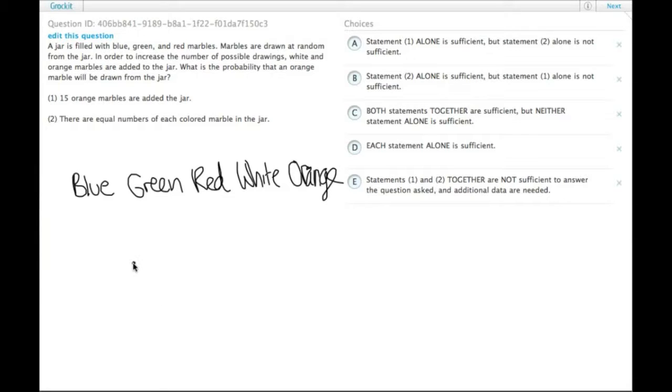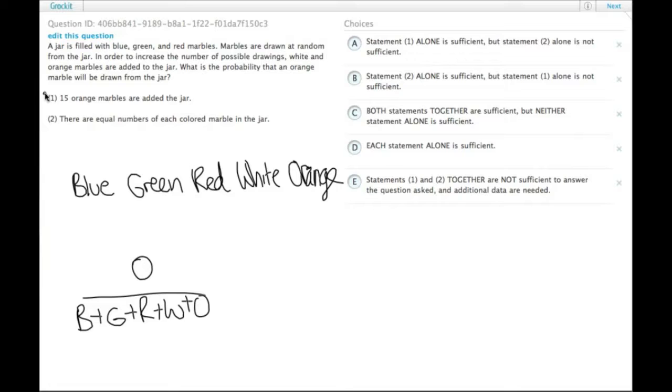Remember that probability is equal to the desired outcomes, namely an orange marble, over the total number of outcomes, which would be blue plus green plus red plus white plus orange. So if we can get the numbers that each of these variables represents, we will be able to compute the probability.